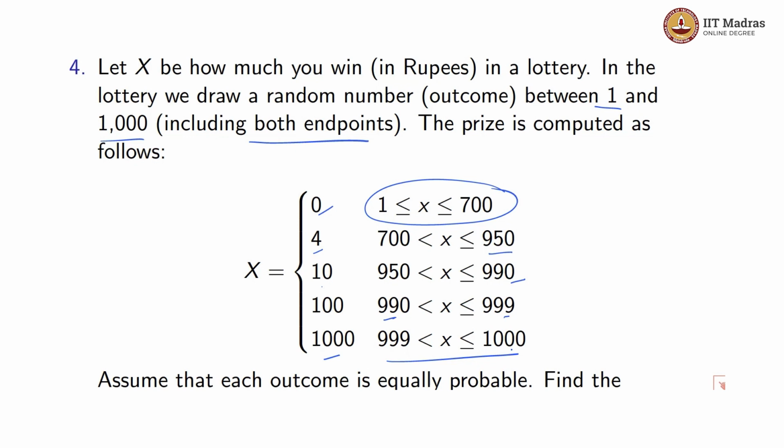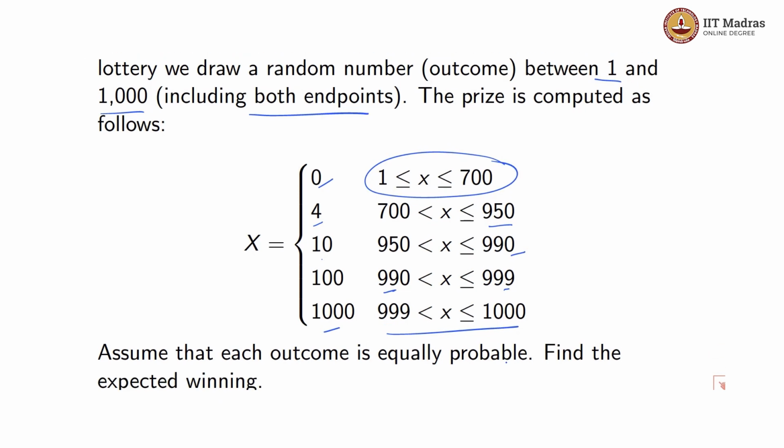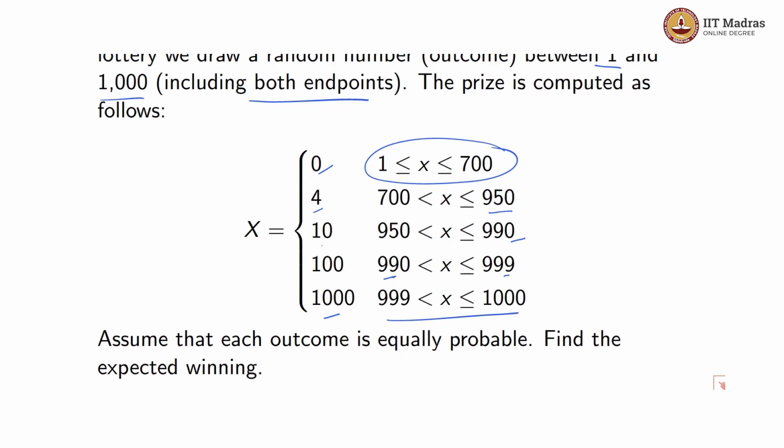Also, we are given that each outcome is equally likely. That means the probability of getting a number from 1 to 1000, each number is equally likely. That means the probability of getting 1 is the same as the probability of 1000 or any other number. It belongs to, let's say, 1, 2 till 1000. This information we are given, and what we have to find is the expected winning.